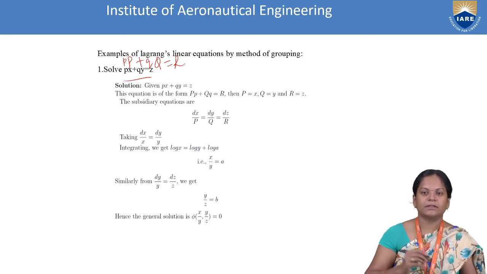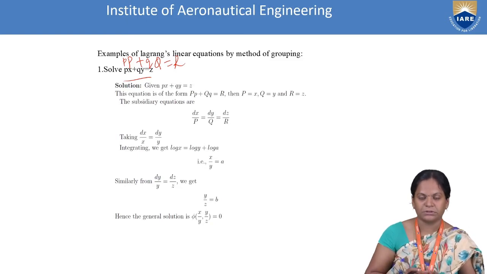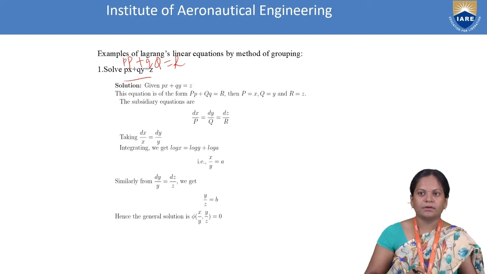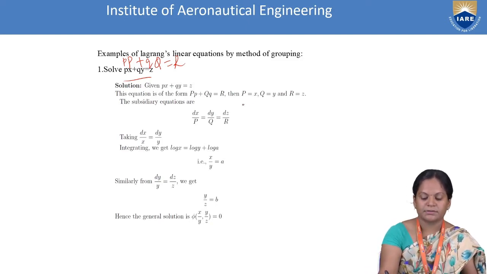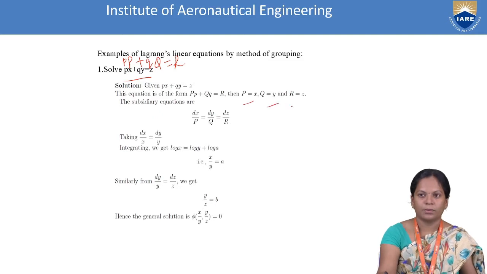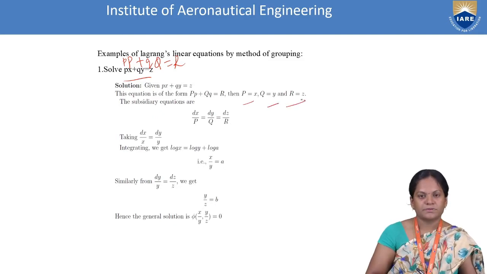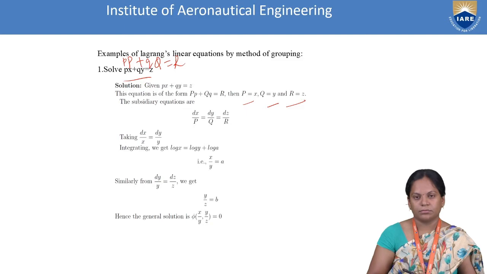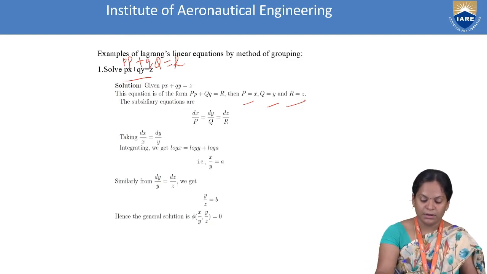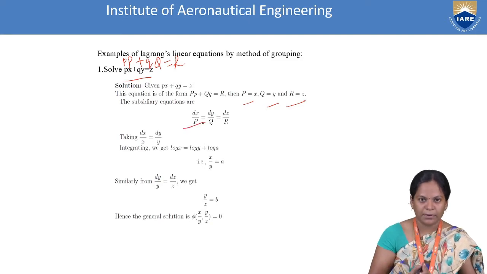So first take the given differential equation. The given partial differential equation should be in the standard form, that is Pp plus Qq equal to R. If not, we have to change it into the standard form. Now take the values. P equal to x here, Q equal to y and R equal to z. The subsidiary equations and auxiliary equations are both the same. The subsidiary equations are nothing but dx by P, dy by Q, dz by R.